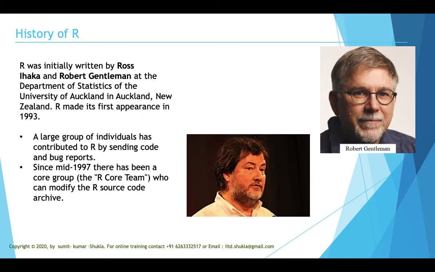Right. So let's get a small introduction to the history of R. R was created by Ross Ihaka and Robert Gentleman at the University of Auckland in New Zealand, and is currently developed by the R core team. It first appeared in 1993. A large group of individuals has contributed to R by sending bug reports and debugging. Since mid 1997, there has been a core group who can modify the R source code. That's a small introduction, right?